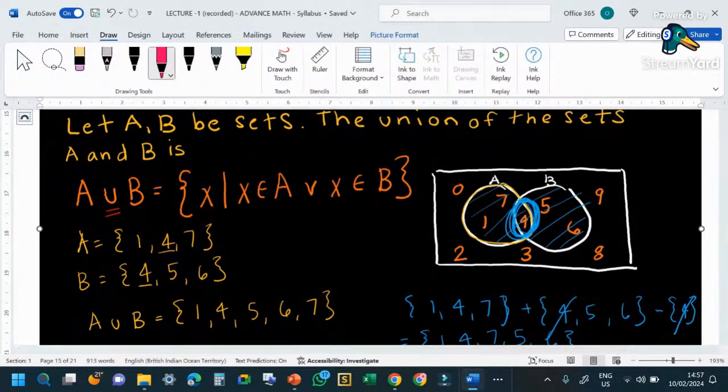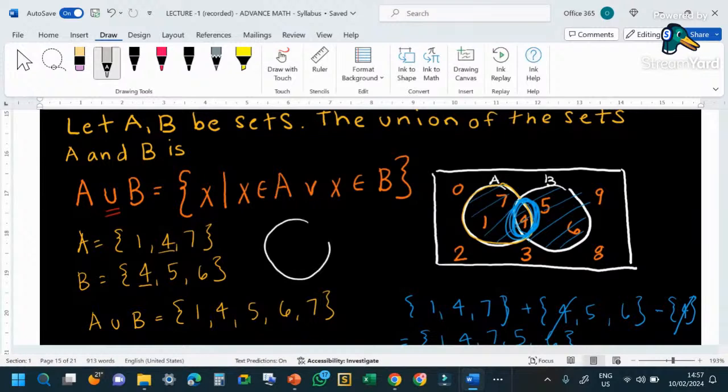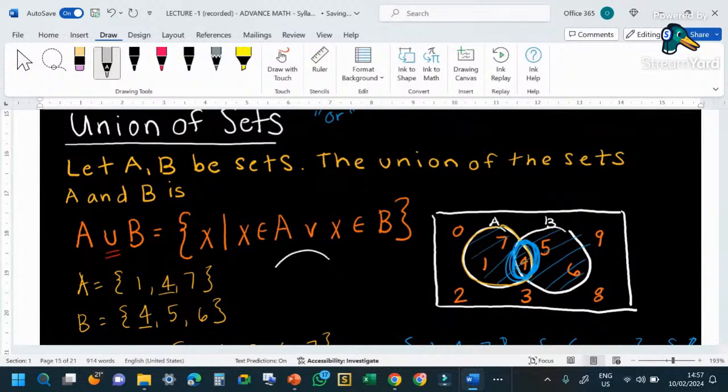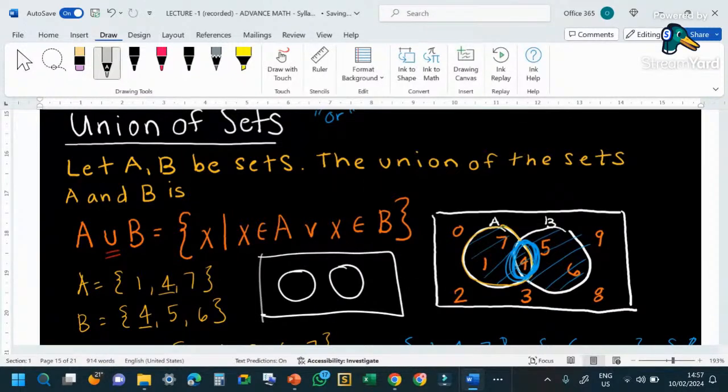If A has the elements 1, 4, 7, and B has elements 4, 5, 8, union means you have to combine them. And combining them, when it's represented in a Venn diagram, they will always have an intersection. If they don't have any intersection, then it will appear like this.